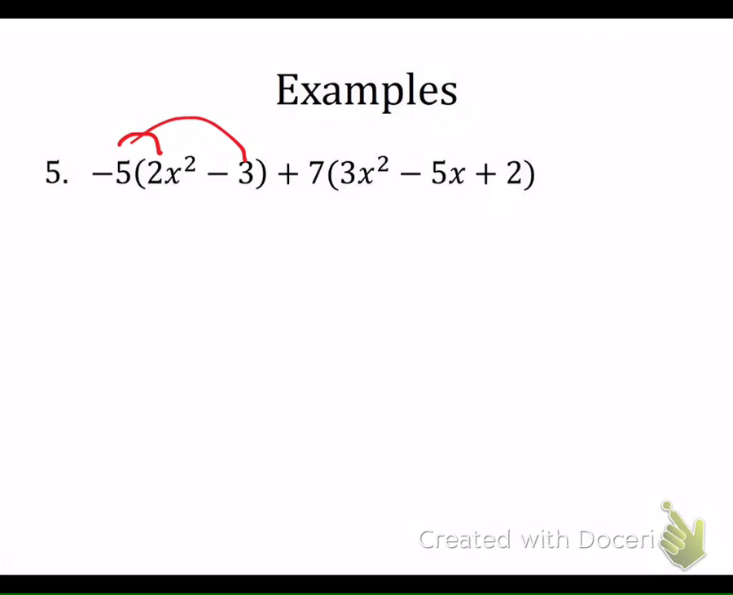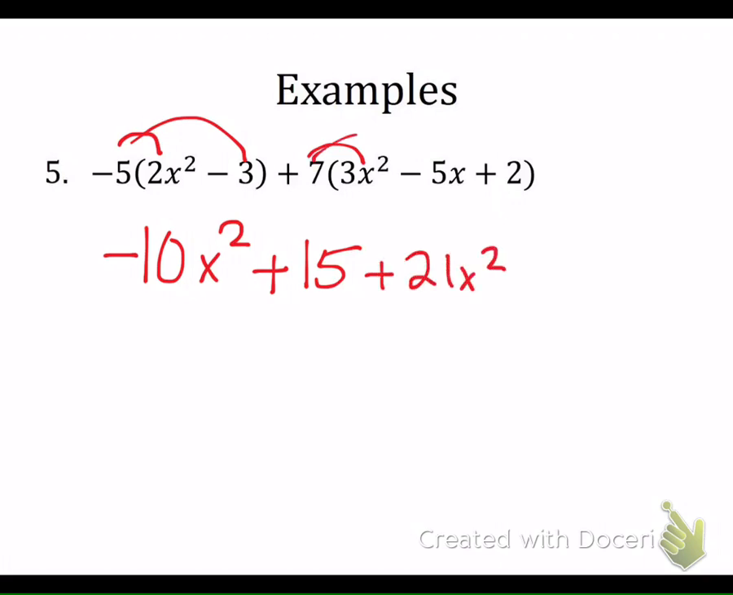So we have negative 5 times 2x squared, so that's going to be negative 10x squared. Next I'll have a negative times a negative, or a minus a negative, so that's going to be a plus 15, plus 21x squared, minus 35x, plus 14.